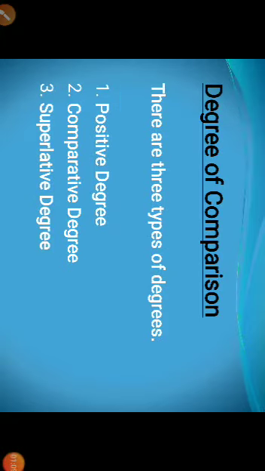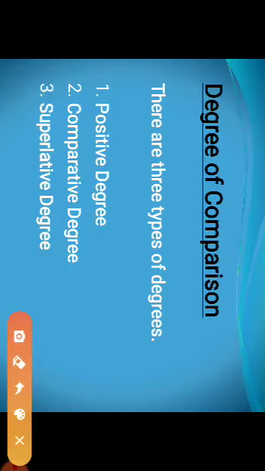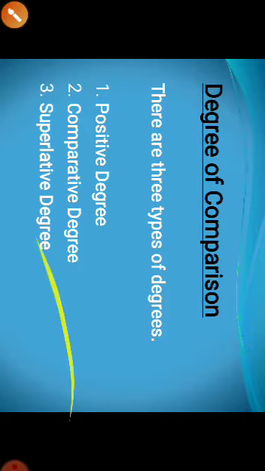Let's come to the main part of this topic. Degree of comparison. There are three types of degrees. Remember this. There are three types of degrees: positive degree, comparative degree and superlative degree. Now one by one we will discuss all the three.